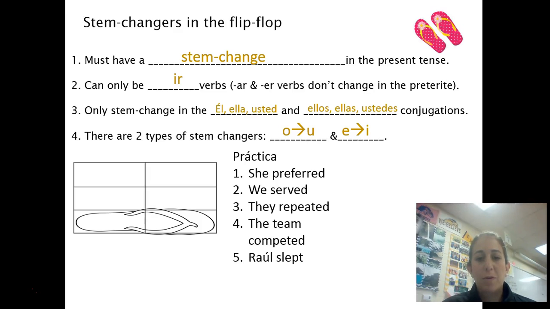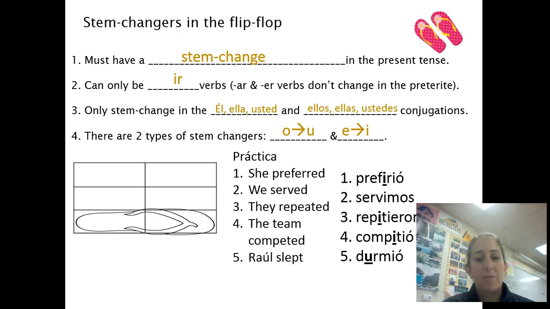All right, let's see here. She preferred, prefirió. We served, servimos. They repeated, repitieron. The team competed, compitió.